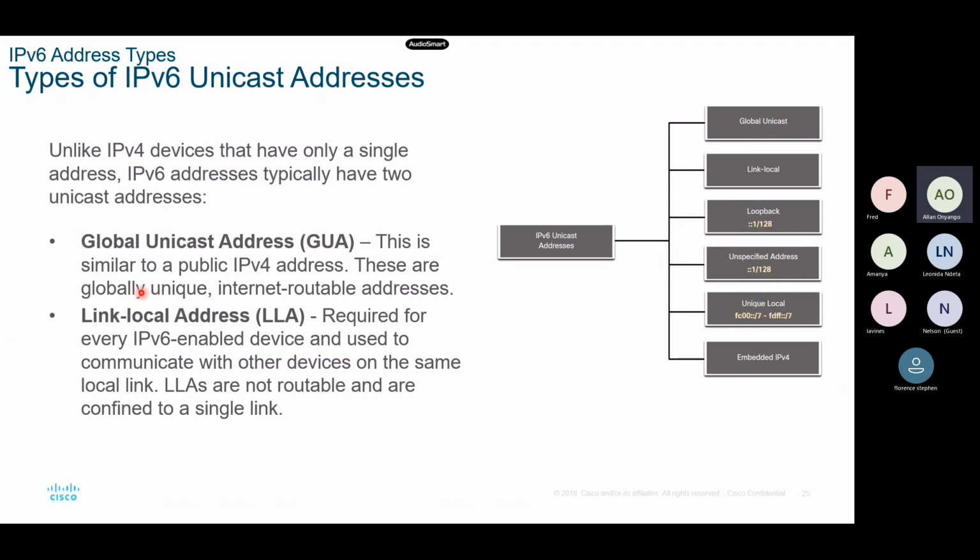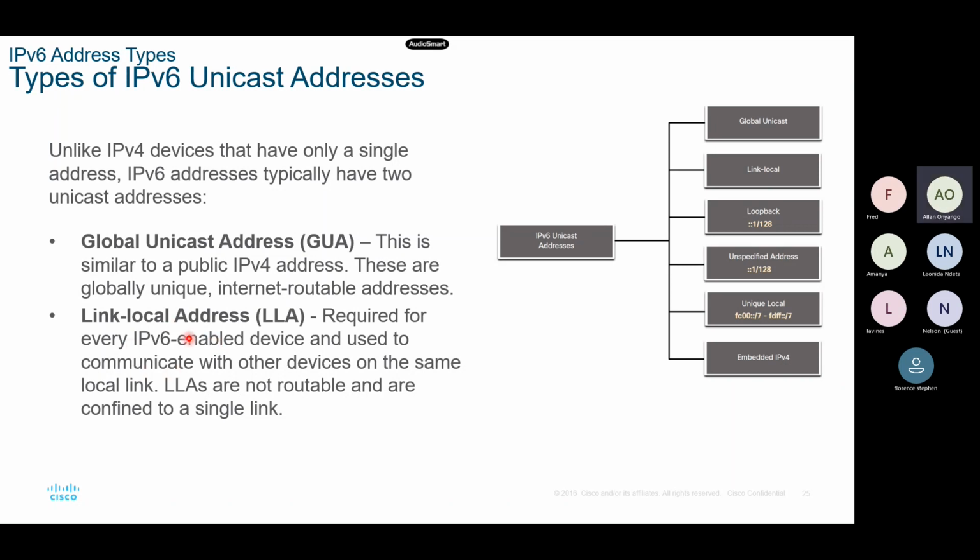So let's first talk about the global unicast address and what it is. The global unicast address is the equivalent of the public IPv4 addresses. This is the one that is globally unique, and it can be routed to the internet. This is what we refer to as public IP in version 6.